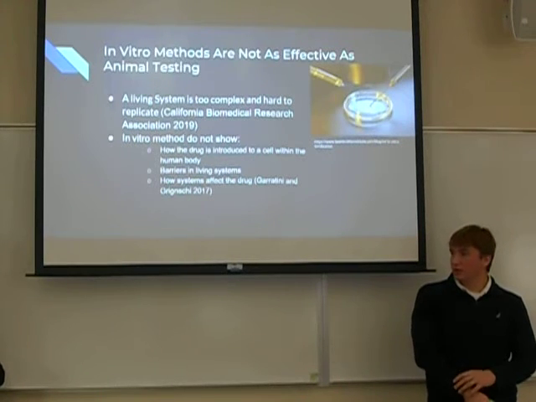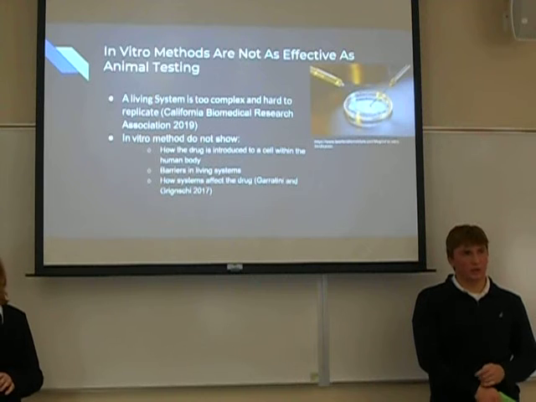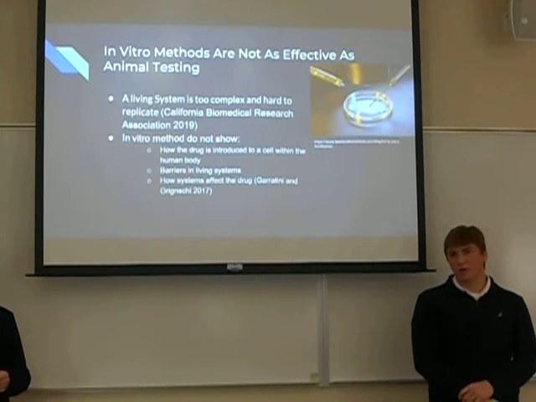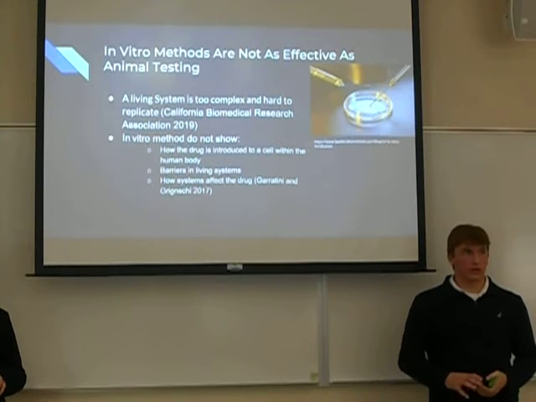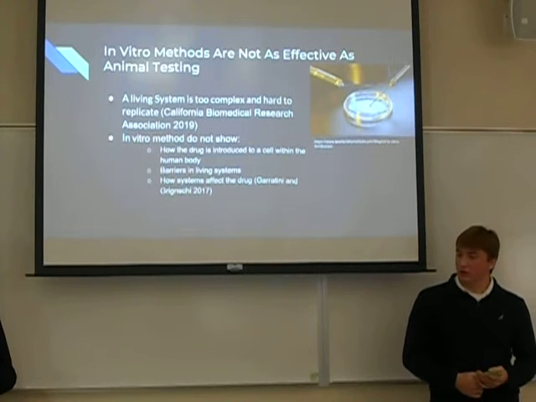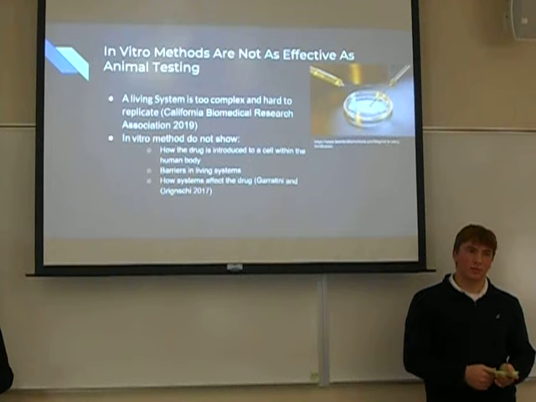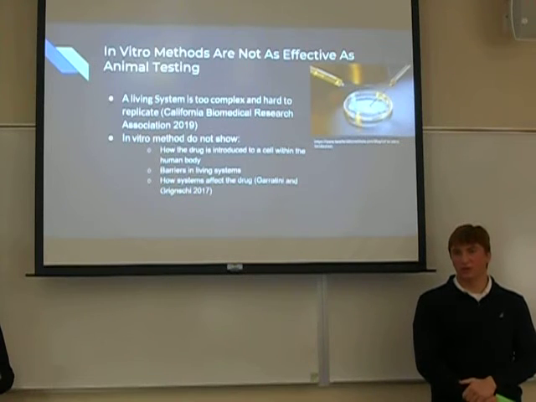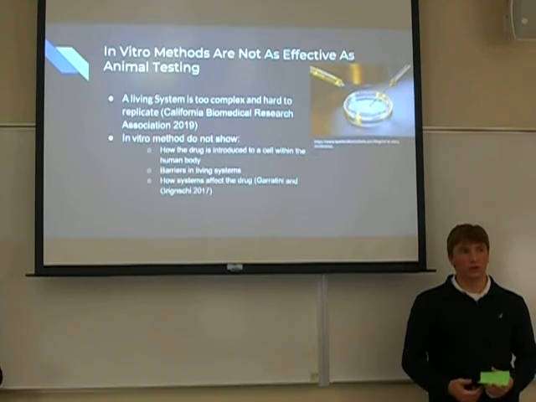There are also different barriers in the living systems that in vitro cannot replicate as well. This includes the blood-brain barrier, which regulates what toxins go up to the brain. And finally, how the systems affect the drug. As the drug goes through the system of the body, it picks up chemical species, which affects how the drug works, which leads to unreliable results as it leads to human trials.